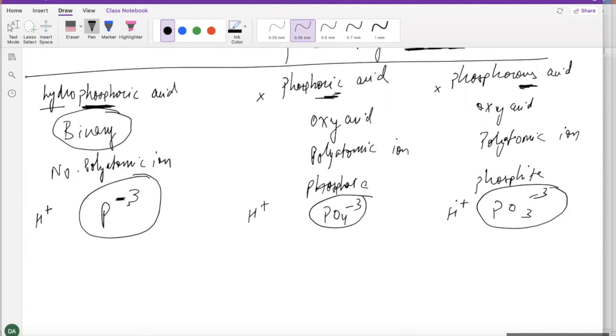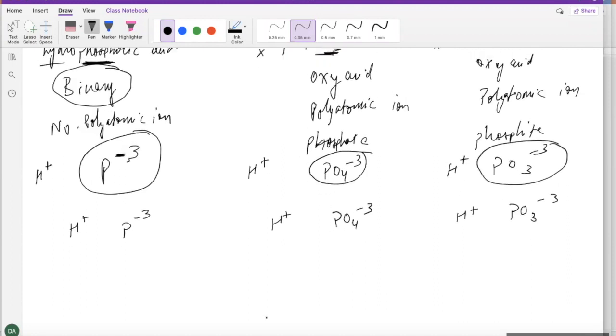How many H plus are we going to need, guys? We're going to do that from the crisscross, right? So basically what I'm doing here is rewriting that to summarize. We have H plus and P minus 3. We have H plus and PO4 minus 3. And we have H plus and PO3 minus 3. So this is what we have, guys. Now, in order to get to the compound formula, what do you do, guys? You do the crisscross. So H gets 3 and P gets 1. So H3P is the final answer for hydrophosphoric acid. Then again, do the crisscross.